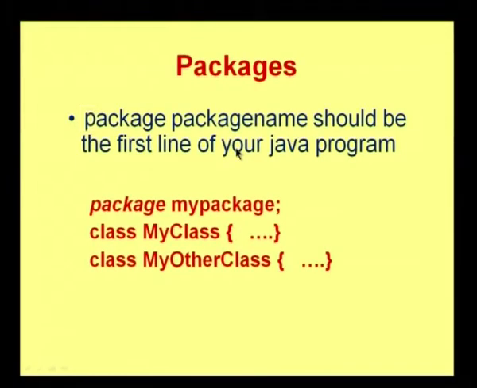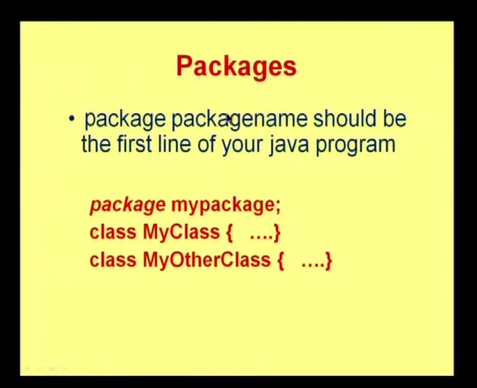So, even if I give a set of classes under one particular package, this package means that there should be some directory with the name of the package. Here you can see that the package name should be the first line of your Java program. Whenever you write a Java program which is going to be put inside a package, I should give package and then the package name. After that I can give the definition of all the classes that come under the package.